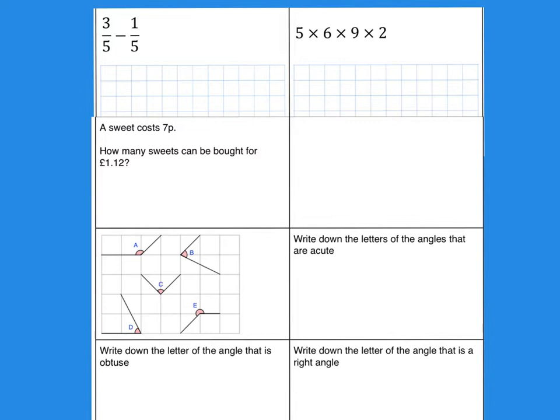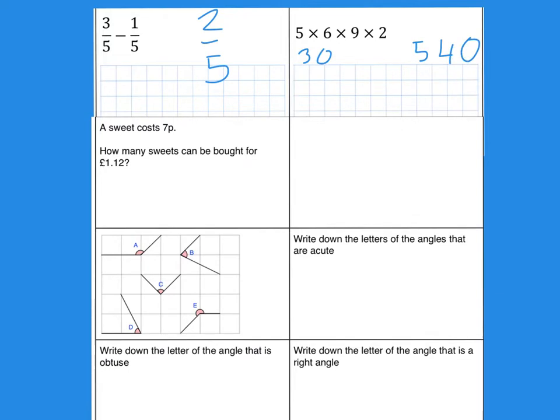Okay, so 1/5, take away 1/5. It's a very straightforward one to start us off. It is 2/5, okay? 5 times 6 is 30, so maybe you needed to write some of this information down. So 5 times 6 is 30. 30 times 9 is 270. 270 times 2 is 540.